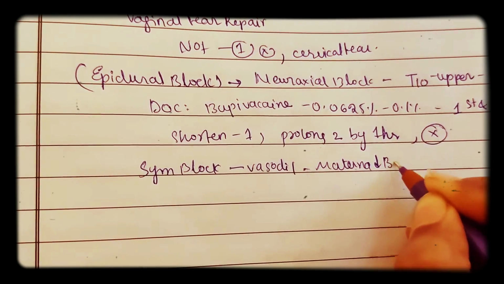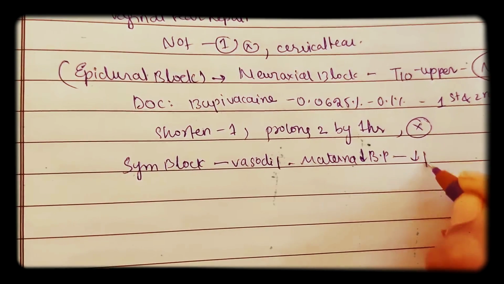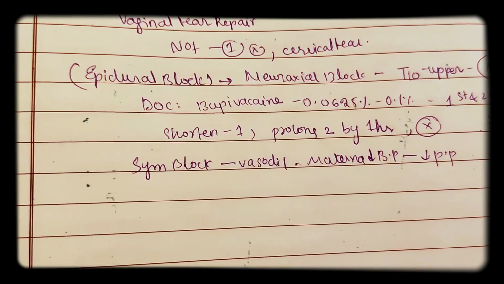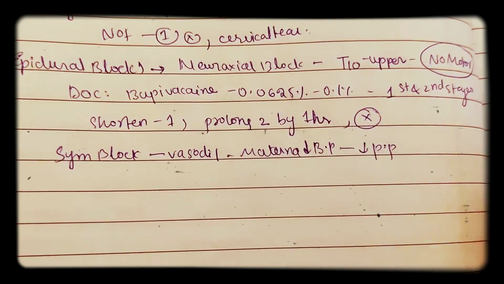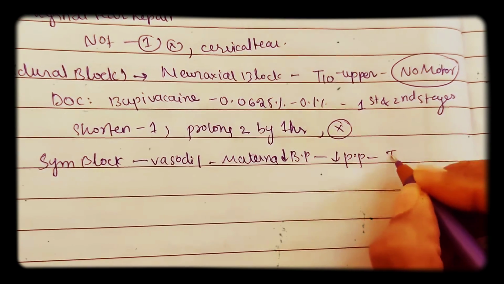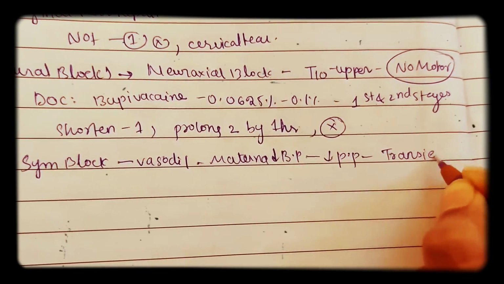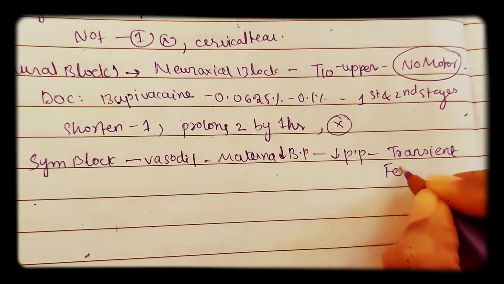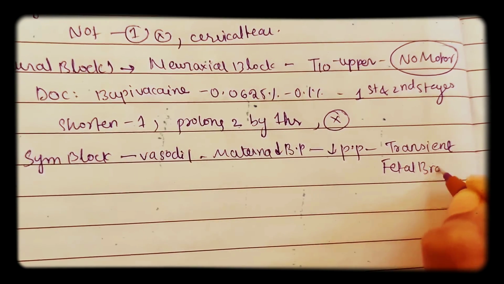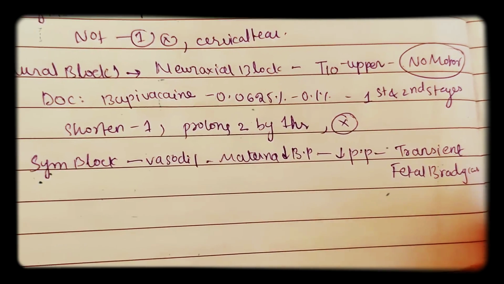So maternal blood pressure will drop, so the placental perfusion will also drop, because if there is low blood in the mother, of course there is also low blood in the placenta. That is leading to transient fetal bradycardia, because in the fetus now the blood is going very low, so it is leading to fetal bradycardia.